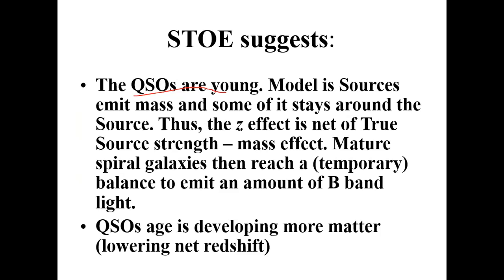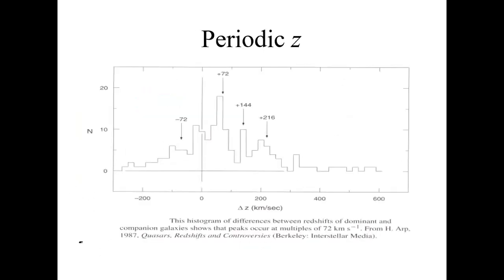So the QSOs age, developing more matter, that is, lowering the redshift as they develop. This is another observation. It's a plot of redshift, cz, versus the number of galaxies with that redshift. And you'll notice it's what's called a periodic redshift here, here, here. And there are some gaps.